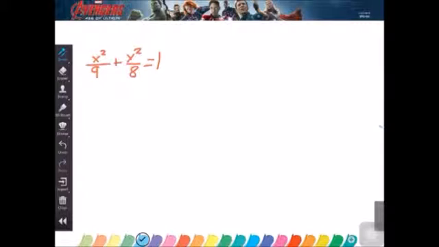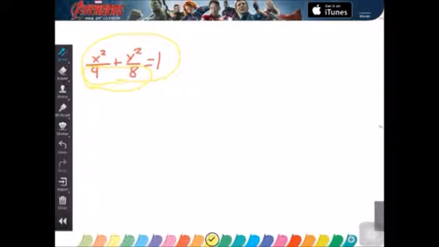Hello everyone. Today I'm going to be teaching you how to find the foci and the vertices of an ellipse. So right here we have an equation of an ellipse, which is x squared over 9 plus y squared over 8 equals 1. And to make sure it's an equation of an ellipse, we can tell because it has denominators underneath the x and the y values.